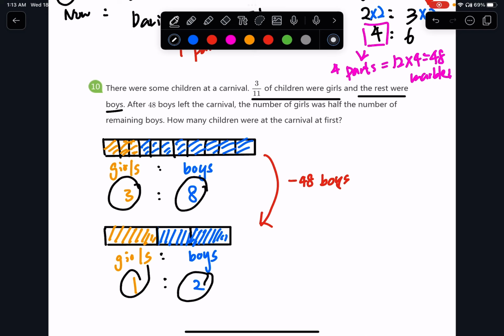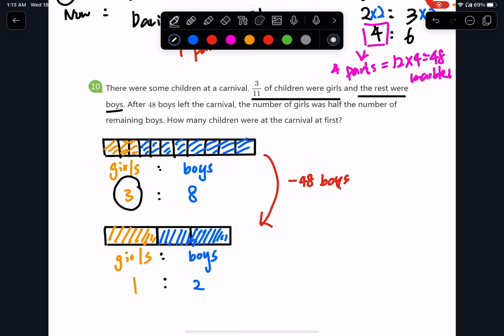But which number should I make the same? I should make the number of girls the same, because no girls leave the carnival, right? Only boys left the carnival. So this number should be the same as original. So I want to turn the 1 into 3. So what should I do? I can multiply the ratio by 3, right? So we get 3 to 6.